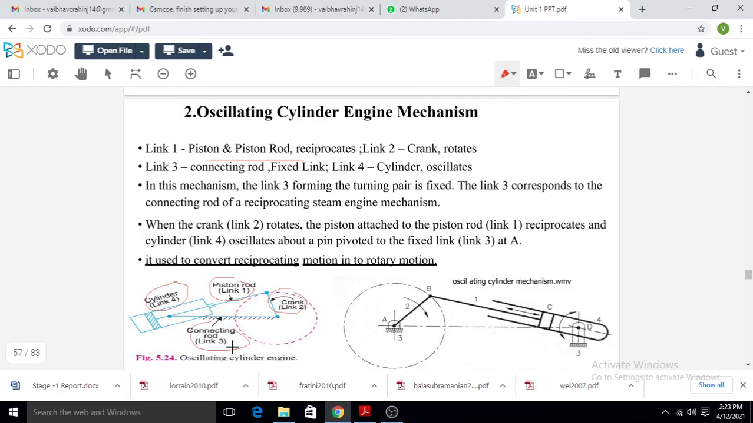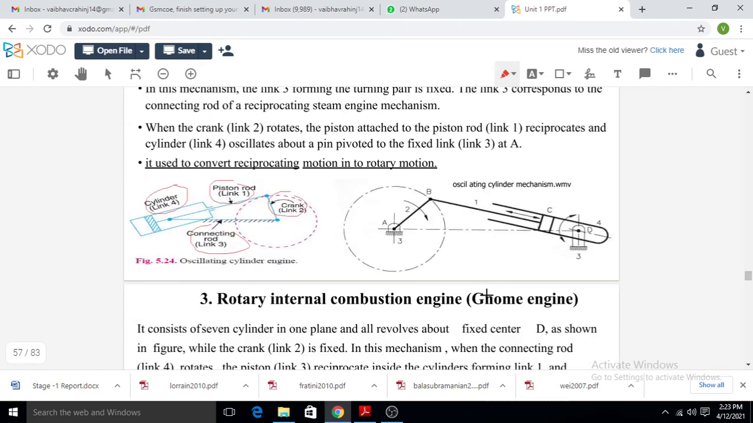Okay, so it is used to convert reciprocating motion into rotary motion. As the single slider crank mechanism is used to convert rotary motion into reciprocating motion, this oscillatory cylinder mechanism is used to convert reciprocating motion into rotary motion.